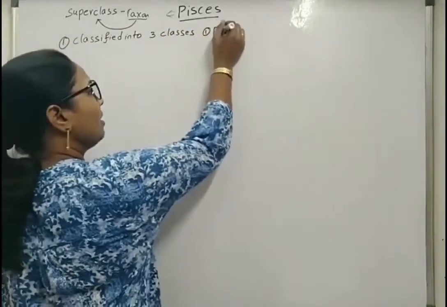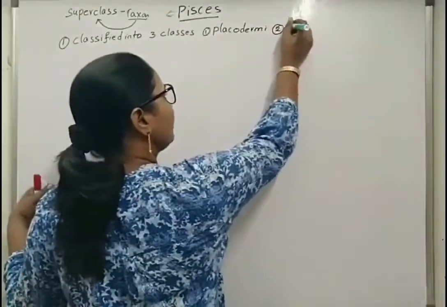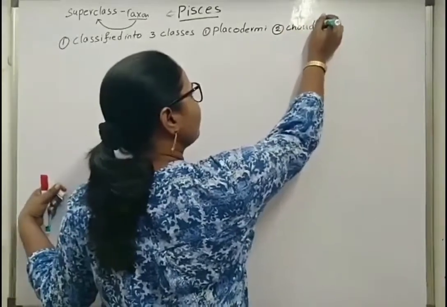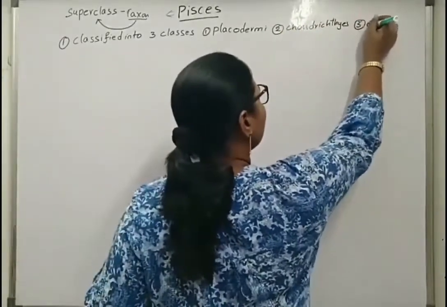One, Placodermi; second, Chondrichthyes; third, Osteichthyes.